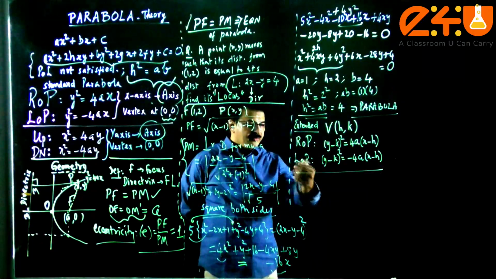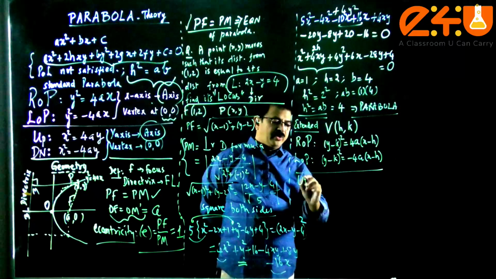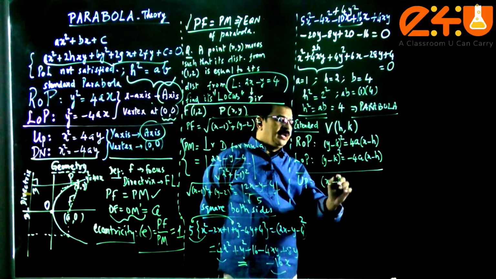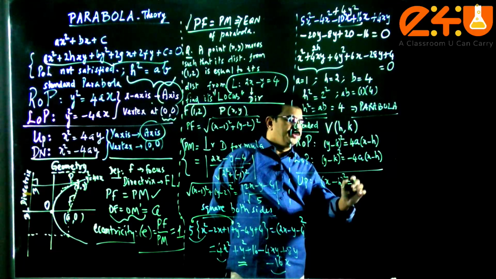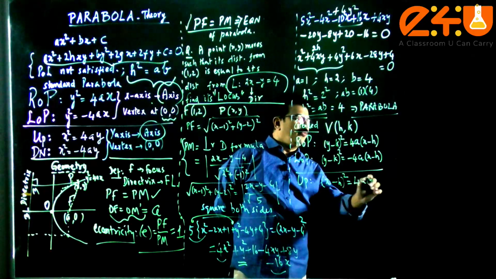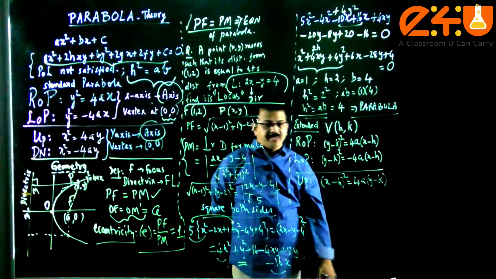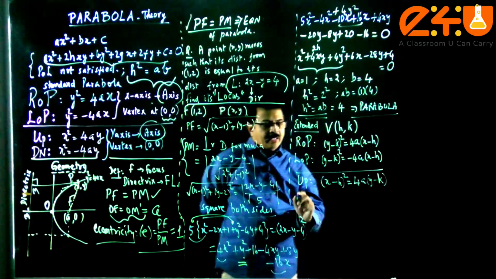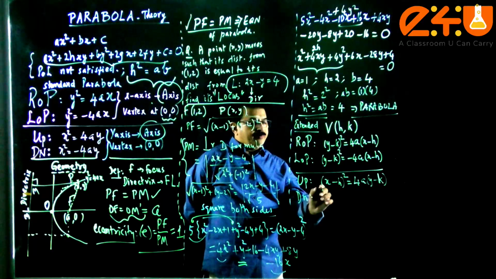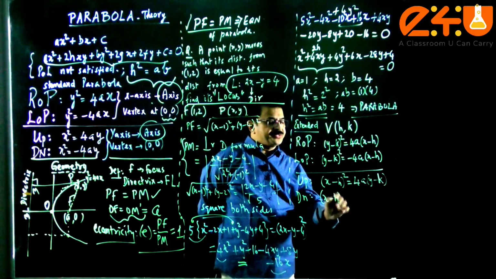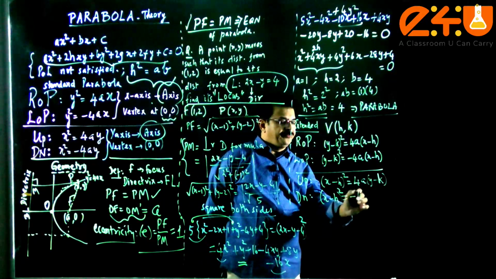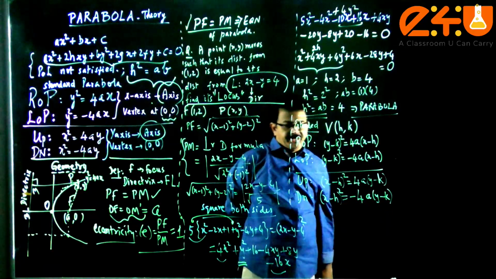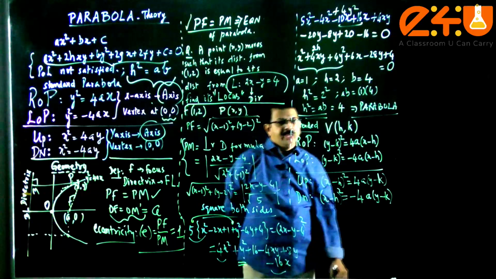Done. The following other two categories, upward: instead of x squared, it will be x minus h whole squared equals 4a times y minus k. Downward parabola, it will be x minus h whole squared equals negative 4a times y minus k.